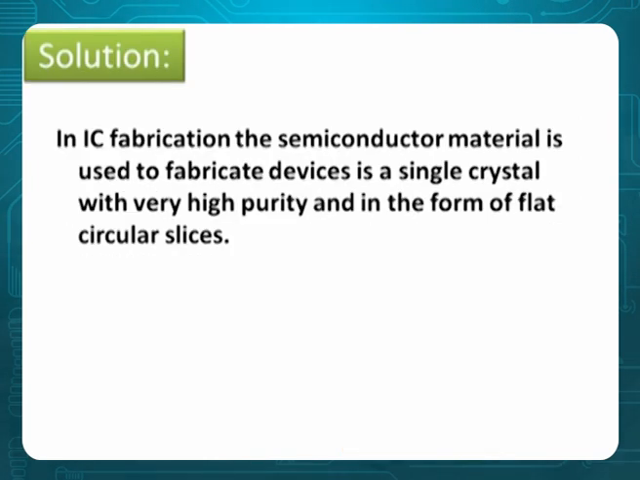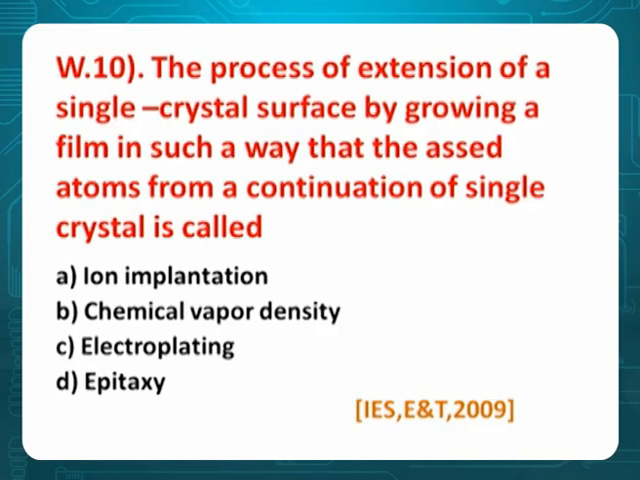Solution. In IC fabrication, the semiconductor material used to fabricate devices is a single silicon crystal with very high purity, in the form of flat circular slices. Therefore, our option is A. This is the reason why and how, what is connected concerning ICs.